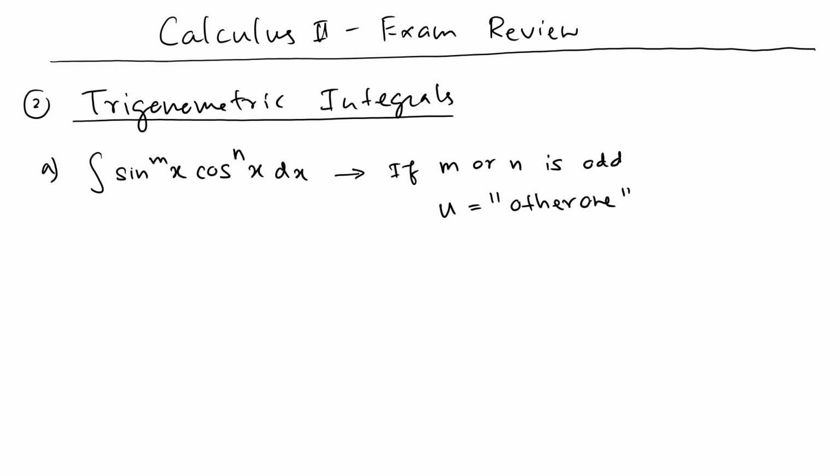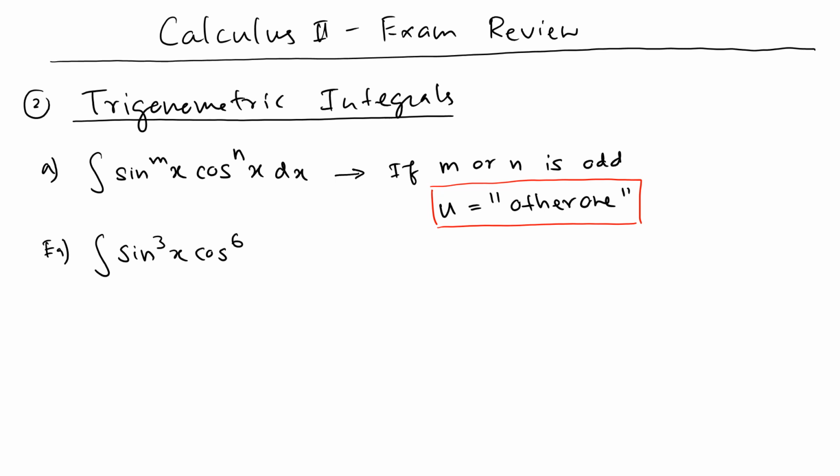So let's see how this trick is gonna work. You can see it's very simple. As an example, we can try this problem: sine cubed x, cosine 6x dx. You can see here m is odd, so that means we're gonna pick the other one. So you're gonna pick u equal cosine x, not the cosine 6, but just the cosine. And then I take the derivative.